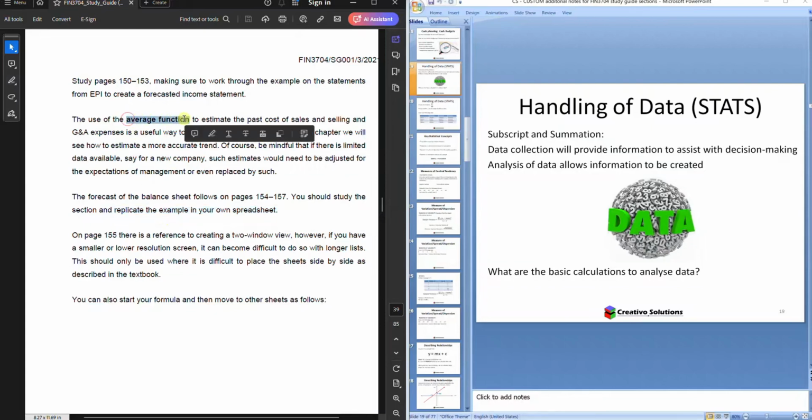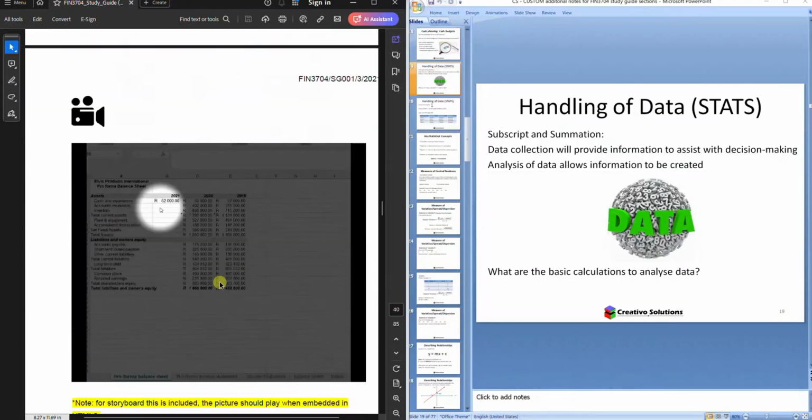Are you okay with this average function? Yes. Yeah, it's really basic. It's not that difficult to use, but just think about it in context as well and where it could potentially be used if we're doing analysis.